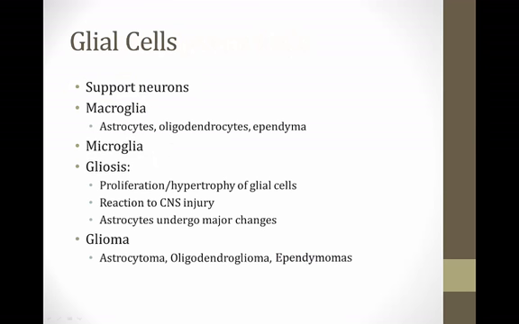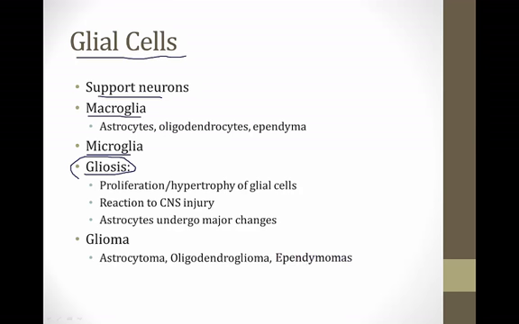Let's talk about what we mean when we say glial cells. Glial cells are all the cells that support the neurons, and I think of them as all the non-neuron cells in the central nervous system. There are some that are called macroglia. These are larger. These are cells like astrocytes, oligodendrocytes, and the ependyma, and then there are cells that are called microglia.